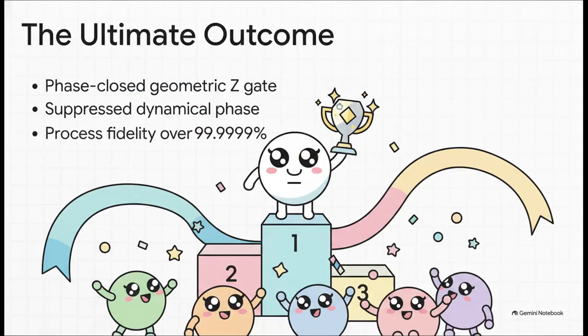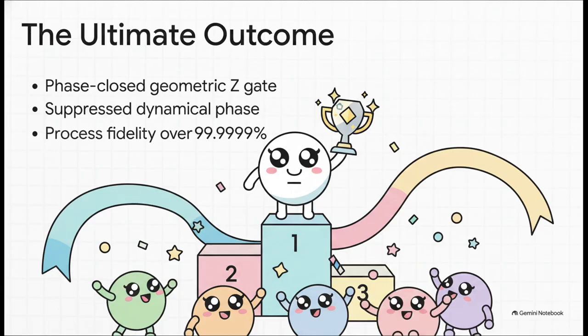The outcome of giving AI this physical, continuous view, honestly, it's staggering. They achieved a phase-closed geometric Z-gate that thoroughly suppresses dynamical phase, completely eliminates those nasty turning errors, and hits a process fidelity of over 99.999%. It proves without a doubt that AI can learn, diagnose, and perfectly refine a physical path to create incredibly stable quantum operations.